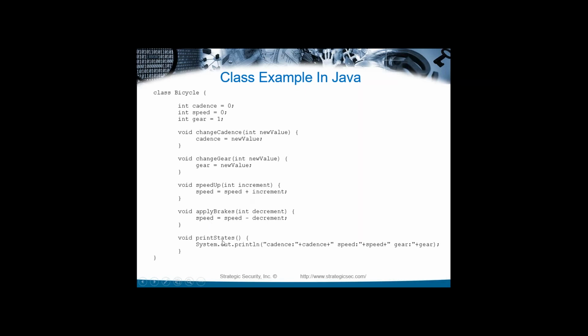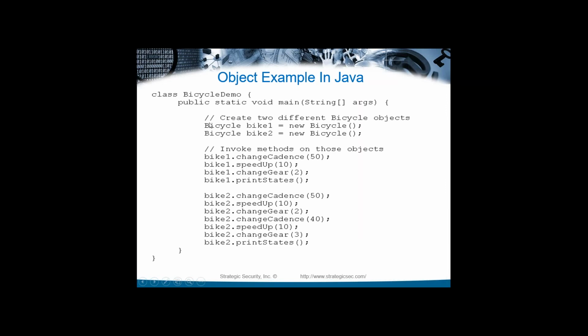And then you'll have something that just says, hey, print the states of each of these. Print the state that the cadence is. Print the state that the speed is. Print the state that the gear is. So if you have a class for bicycles, then it doesn't matter if one bike is at one speed and another bike is at another, or one bike is at one cadence, or one bike is at one gear. Each of these bikes are going to have a cadence, a speed, and a gear. Does that make sense, guys?